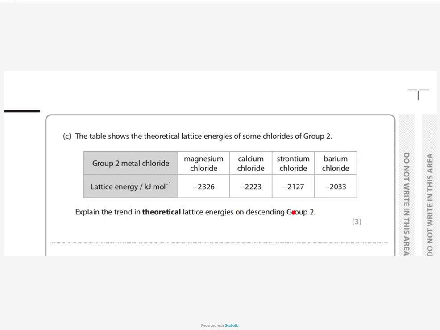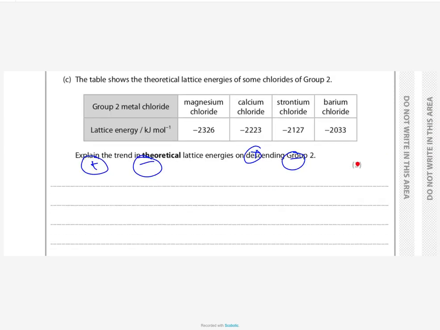And when the distance increases, what happens? Attraction becomes less, right? When the cation and the anion are closer, attraction is strong, strong lattice. When they are far away, weak lattice, right? So lattice energies decrease on descending the group. You can say less exothermic or decreases. Descending the group, lattice energy becomes less exothermic or decreases.